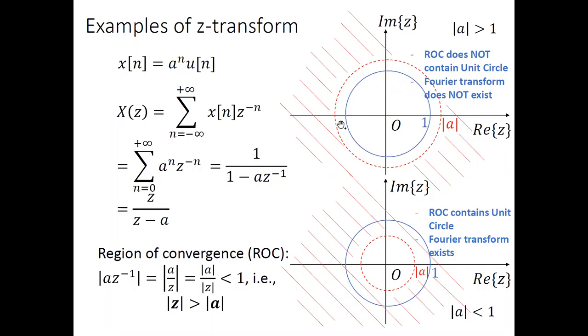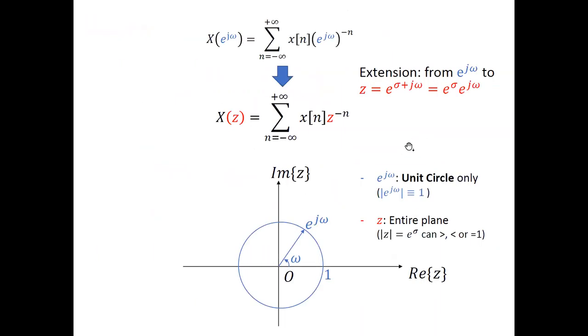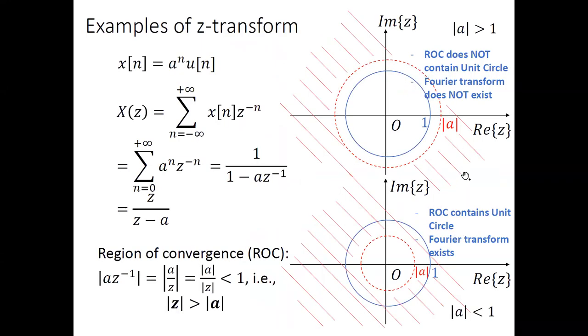And if the ROC does not contain the unit circle, then the Fourier transform does not exist. Why? Because if we come back to the beginning where we obtained the Z transform, I said that the Fourier transform is just for e to the j omega. And e to the j omega is the space represented by the unit circle. So in other words, for the Fourier transform to exist, the Z transform must converge on the unit circle. But for the case above, the ROC does not contain the unit circle, so the discrete time Fourier transform does not exist.